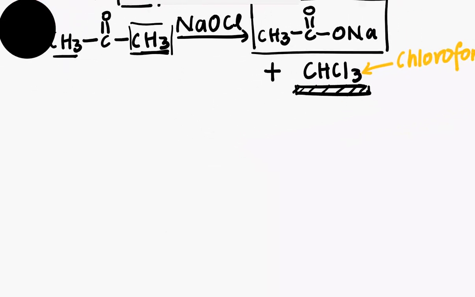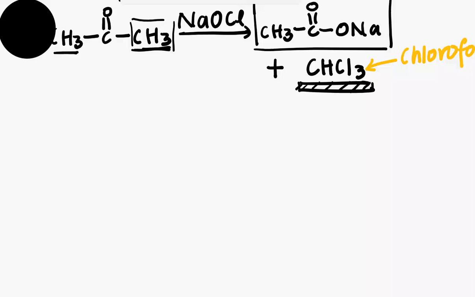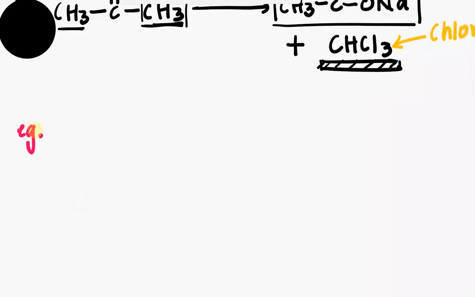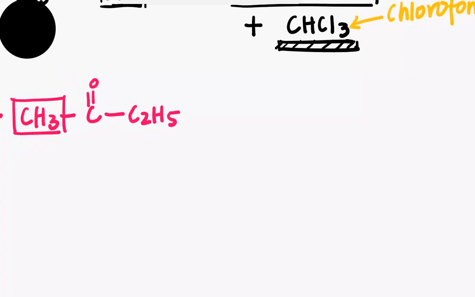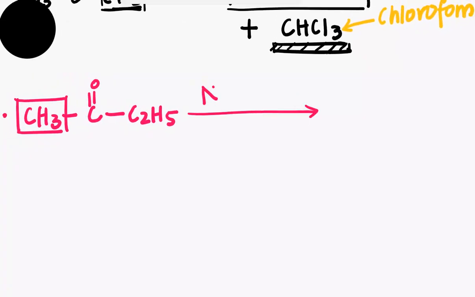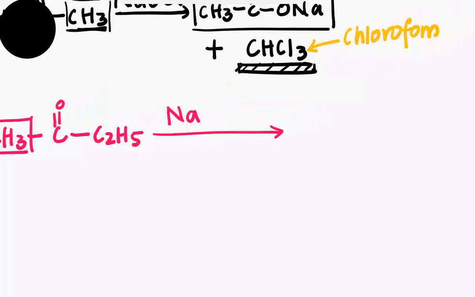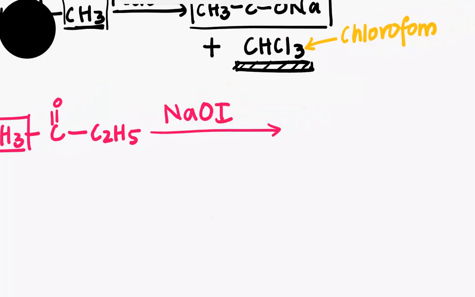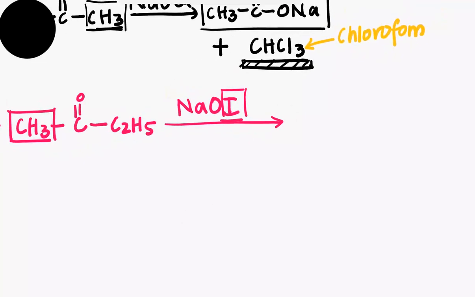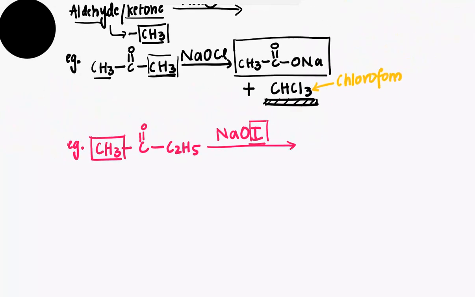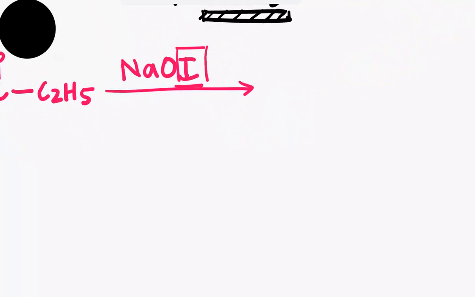Same goes for iodoform reaction. Example, if we take another compound, we can take any compound, but it is compulsory that they must have a methyl ketone in it. So what happens when we take this? We'll take NaOX. X here is I. We substituted the X as I here, and X can be anything, which can be chlorine, bromine, and iodine.